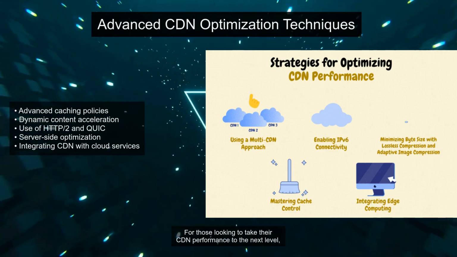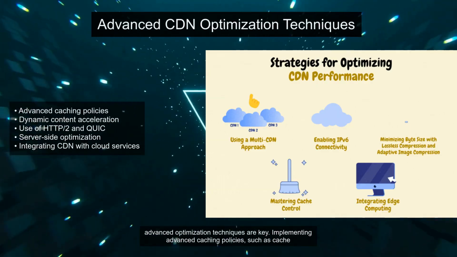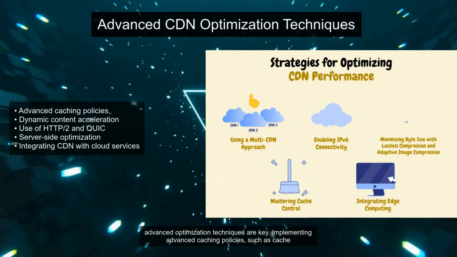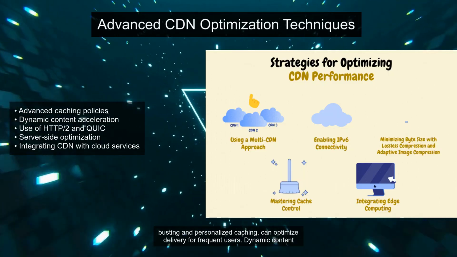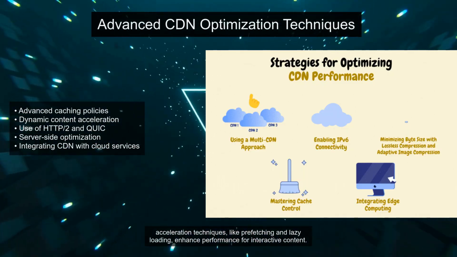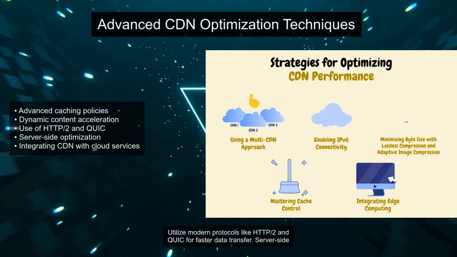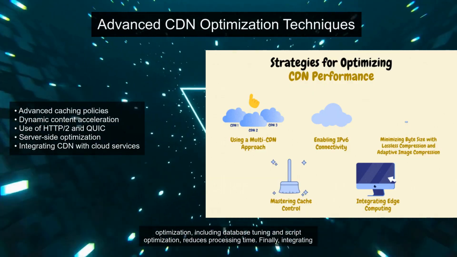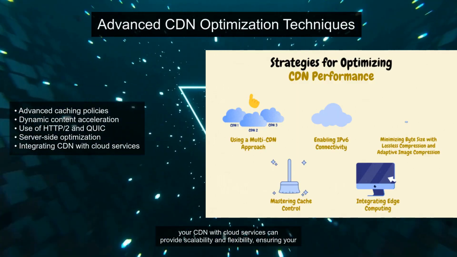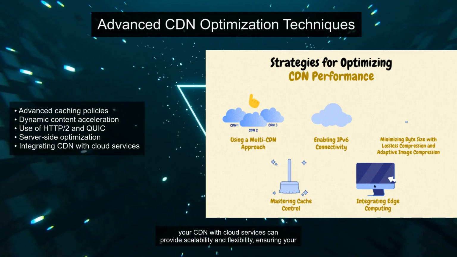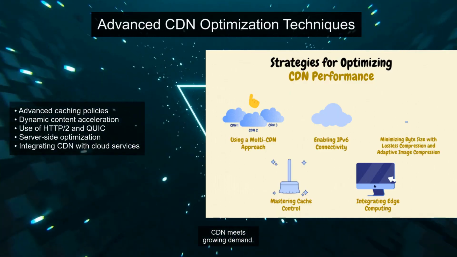For those looking to take their CDN performance to the next level, advanced optimization techniques are key. Implementing advanced caching policies, such as cache busting and personalized caching, can optimize delivery for frequent users. Dynamic content acceleration techniques, like prefetching and lazy loading, enhance performance for interactive content. Utilize modern protocols like HTTP/2 and QUIC for faster data transfer. Server-side optimization, including database tuning and script optimization, reduces processing time. Finally, integrating your CDN with cloud services can provide scalability and flexibility, ensuring your CDN meets growing demand.